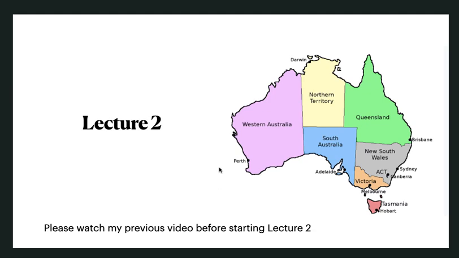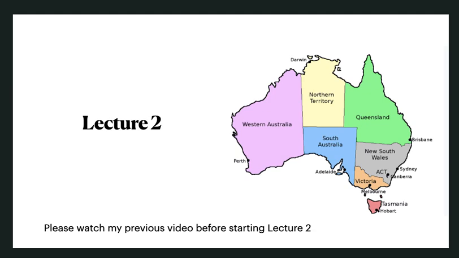So before going to lecture 2, if any newcomers are there, please watch my previous video before starting this lecture. We started with Australia, its basic parts, and some of its other important cities. Now to dig deeper, previously we had made two important layers. One was the places, how the Tropic of Capricorn is passing, and what are the other places in Australia.